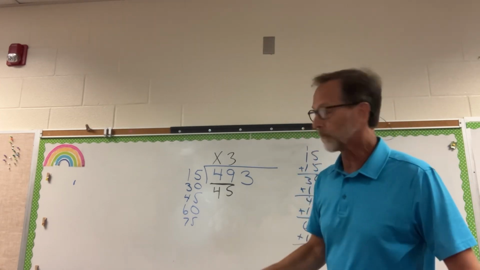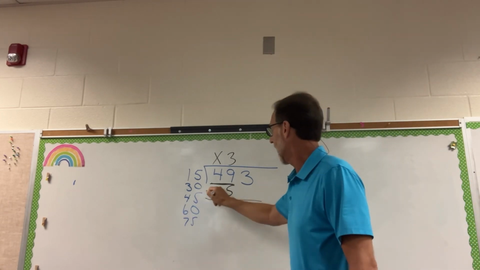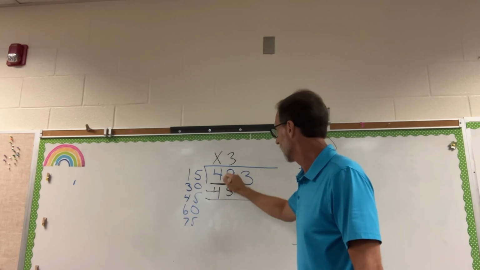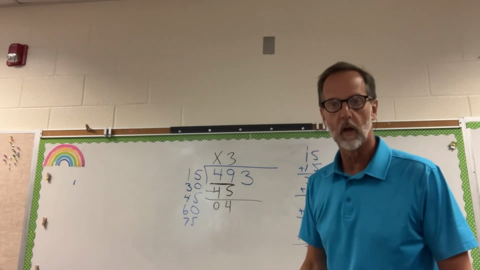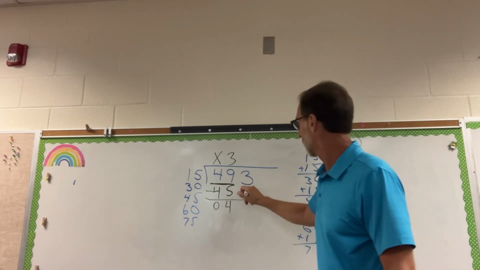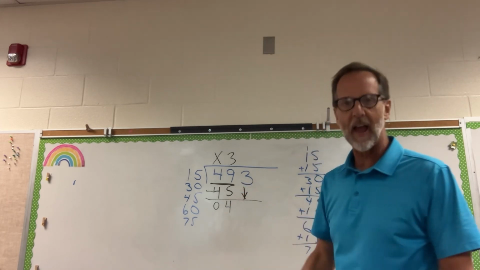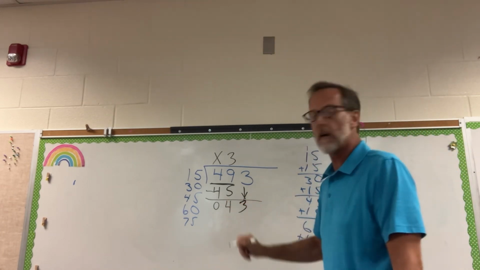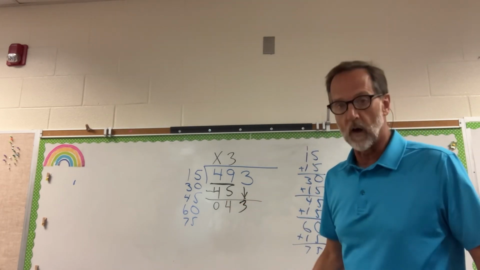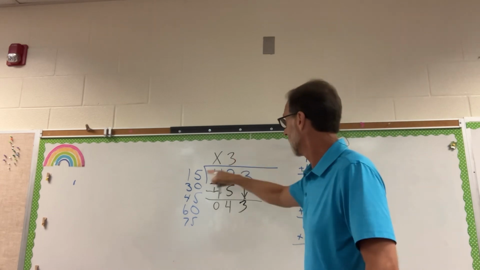Now what? Now we subtract. I had 49, I subtract 45. 9 minus 5 is 4. 4 minus 4 is 0. And now this 3 that's here, I have to bring down. Put an arrow to the line, that way you know where it's going. I'm going to put the 3 here. Now I have 43. Well, now what? Now I've got to put something here and here.